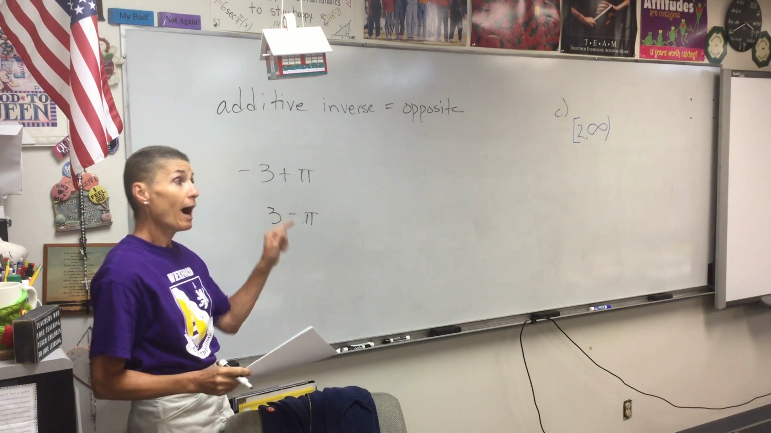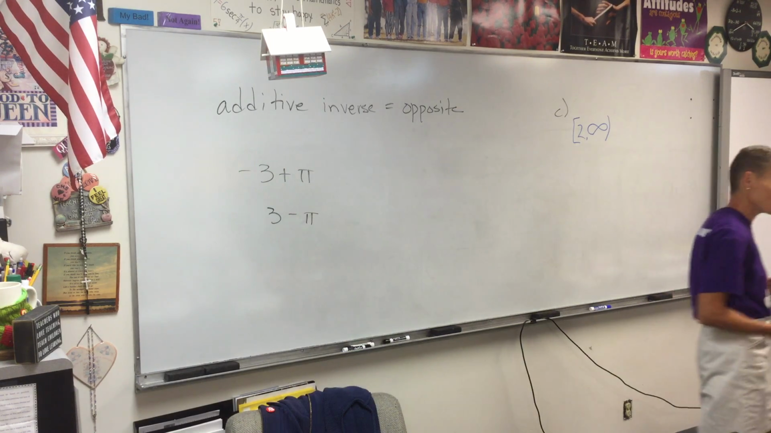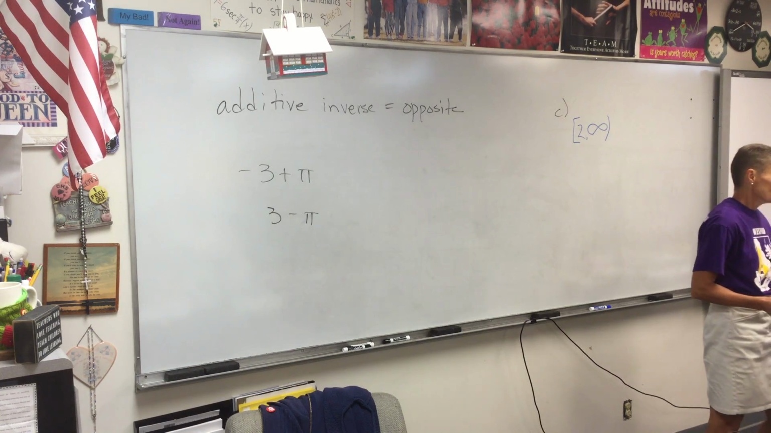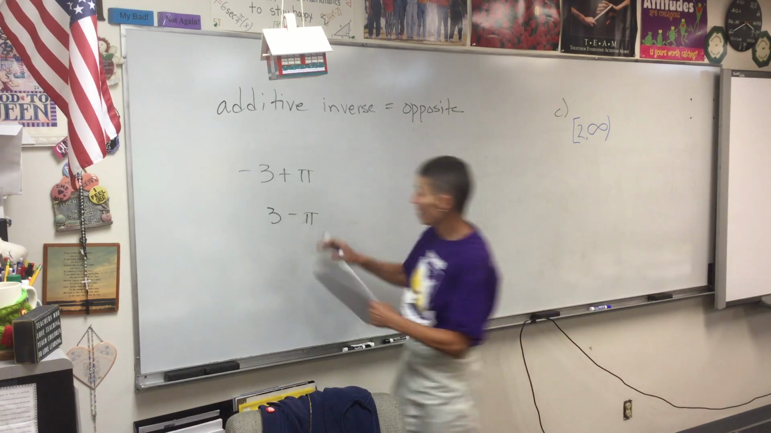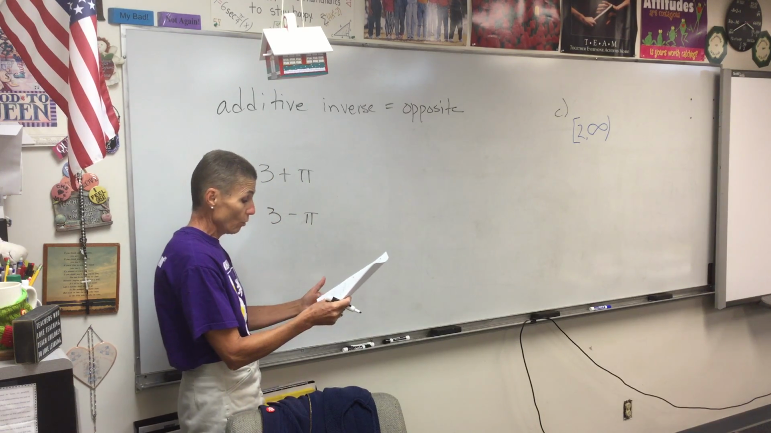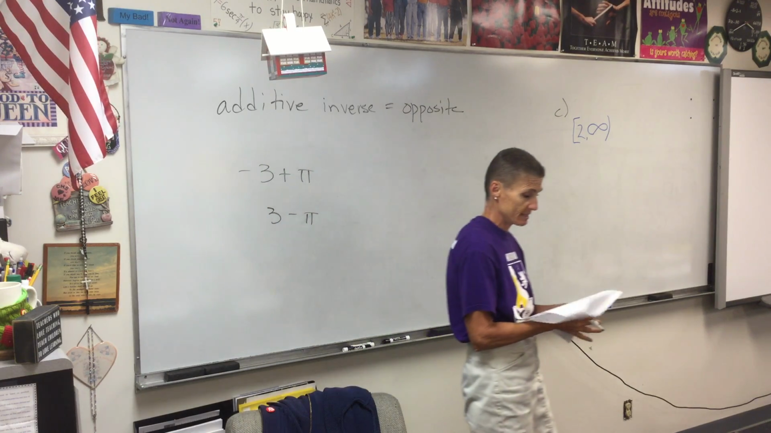Because if you're the opposite, it means when you add them together, they cancel each other totally out, like 7 and -7. So if we want to cancel this out, we need a +3 and a -pi. Beautiful. What's the additive inverse of 16? -16.